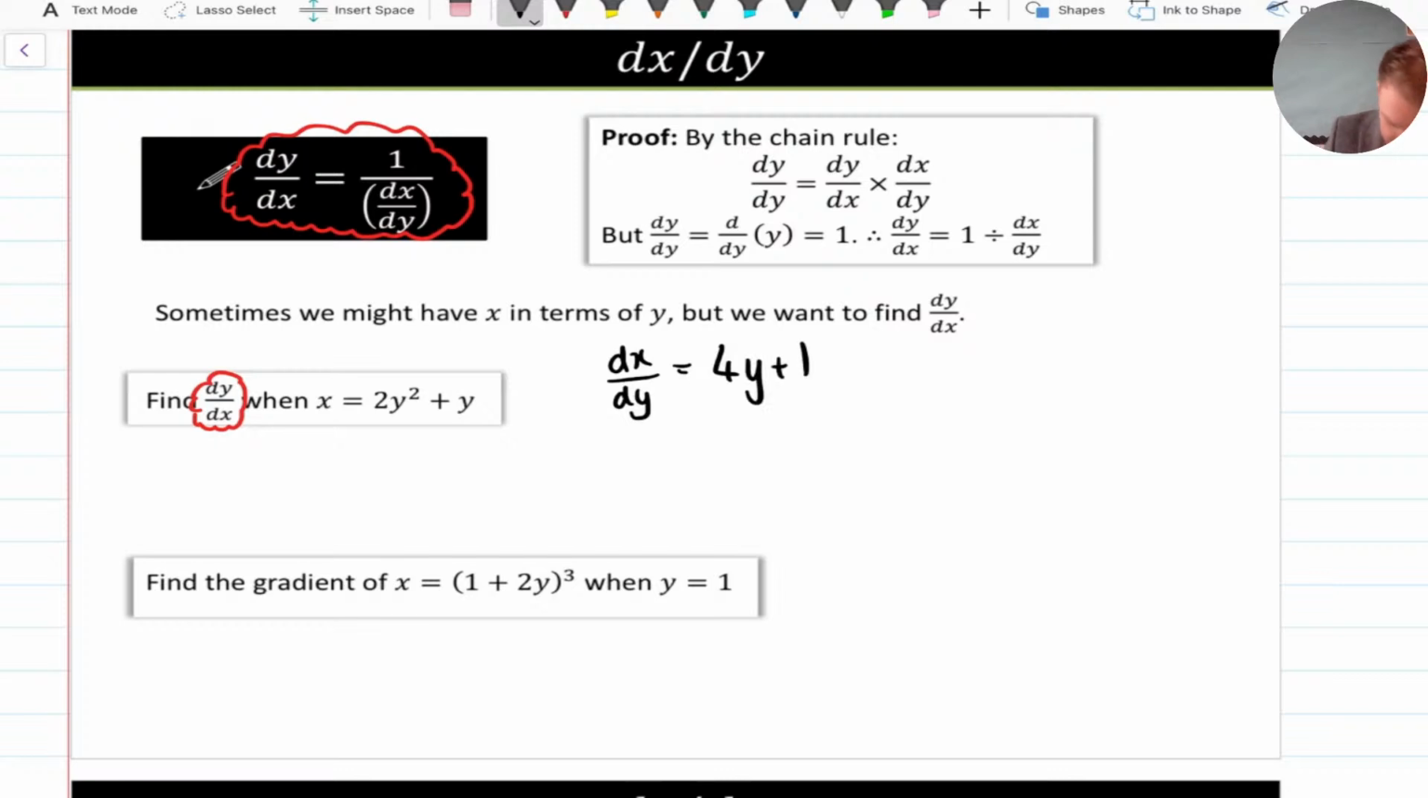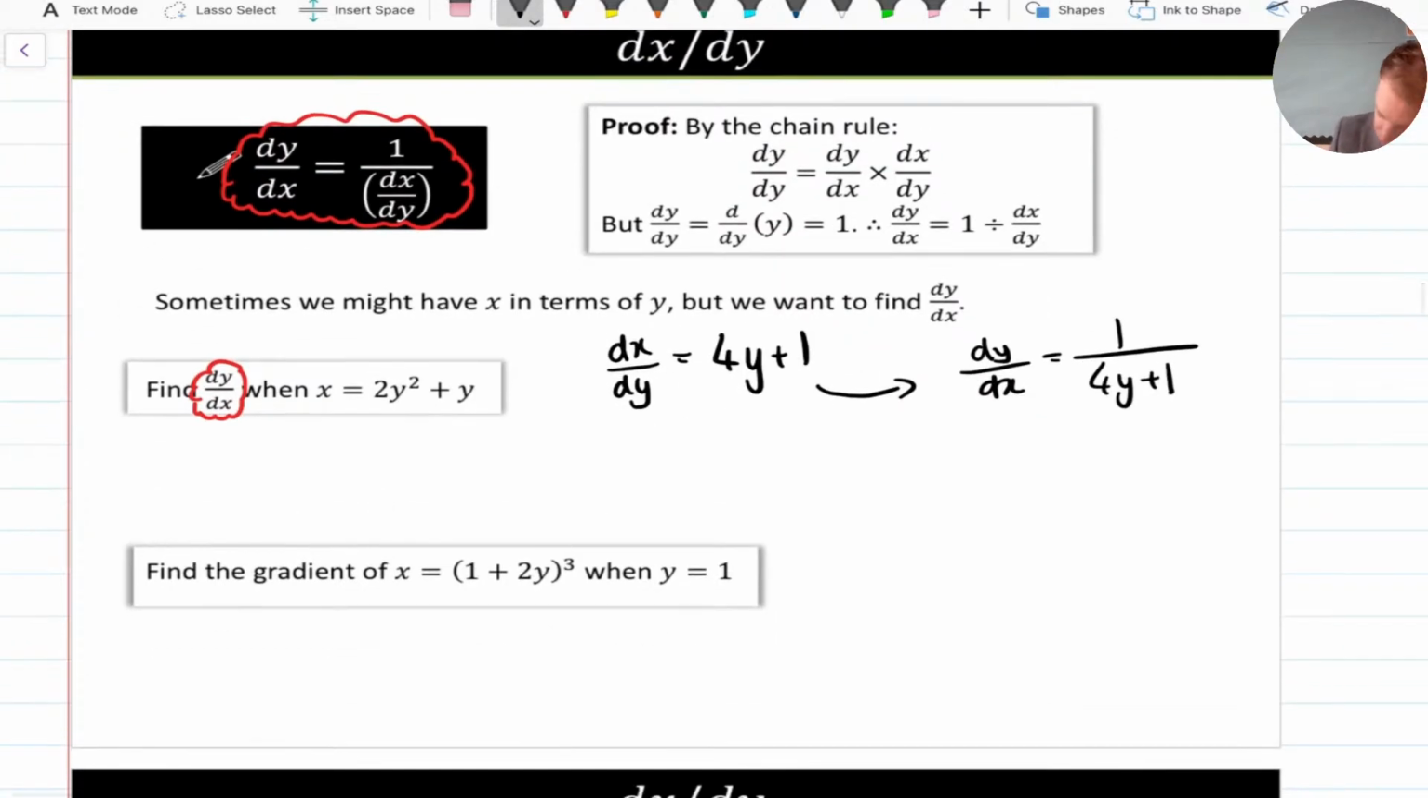4y plus 1. So I've differentiated with respect to y. And then if I want to find dy by dx, it's going to be the 1 over that. So it's going to be dy by dx is equal to 1 over 4y plus 1. Nice and straightforward. Next one here. Again, I just do it exactly the same way.